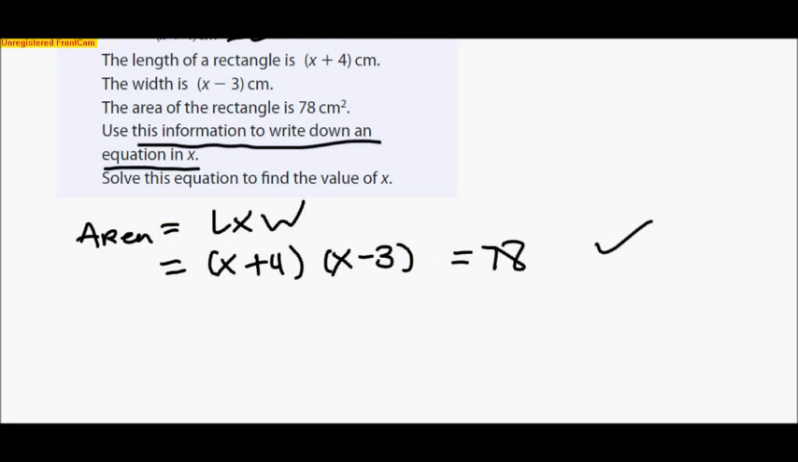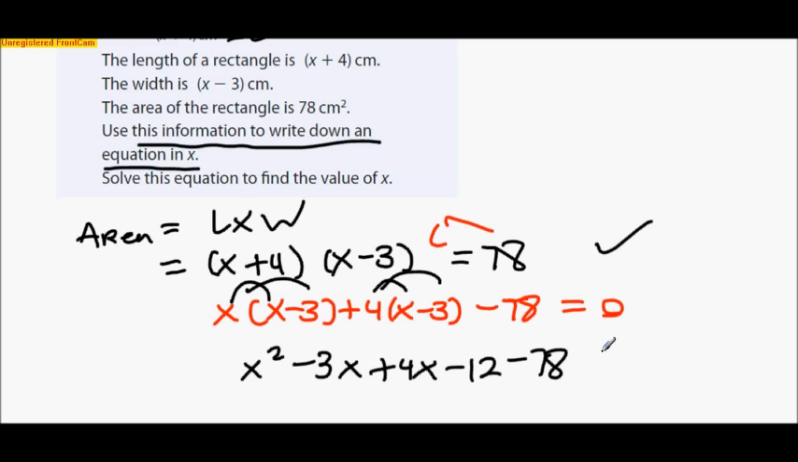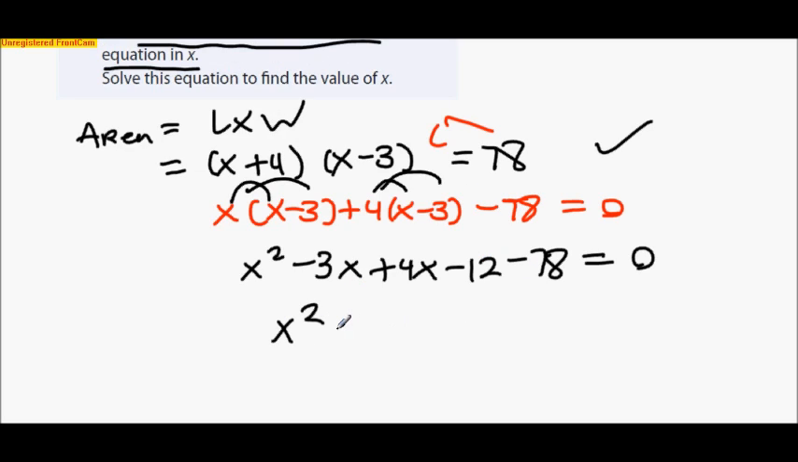Now what we can do next is multiply it out. So it's first number times second bracket, and then second number multiplied by second bracket, and bring the 78 over the other side. And this will all equal 0. So what we can get next is the following: x squared minus 3x plus 4x minus 12 minus 78 equals 0. So what we can get now is x squared plus 1x minus 90 equals 0.